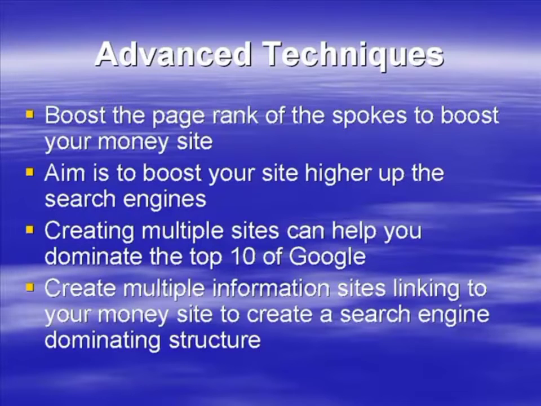Now, here's another thing that you could do. This is a much more advanced technique, so I've left it to last. We talked about creating link wheels for each of your link wheel spokes, but what if you had your central money site, and around the outside of that was a number of domains that you owned that were information sites linking to it? So you would have the central money site, which is, say, an information product.